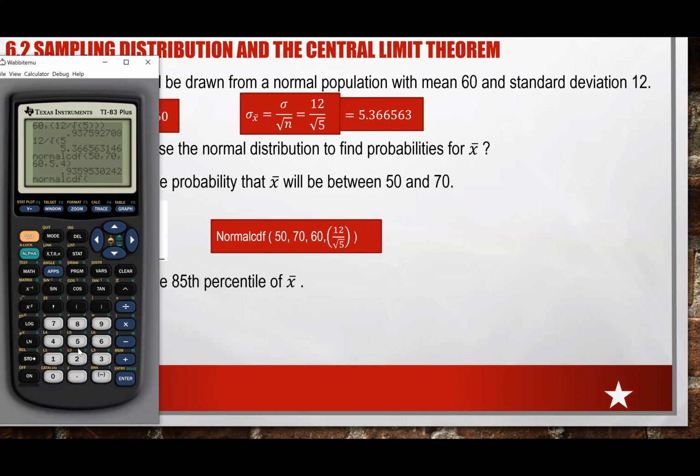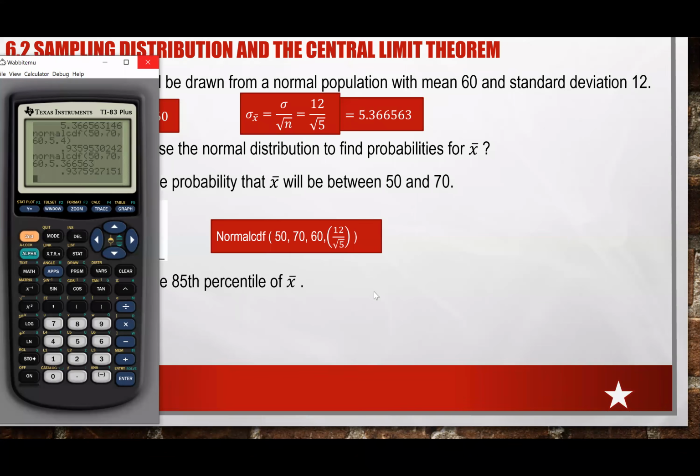If you use 50, 70, 60, and 5.3666563, you will see that it's very close to our original answer, which is 0.9375759, right? So that's what we have.